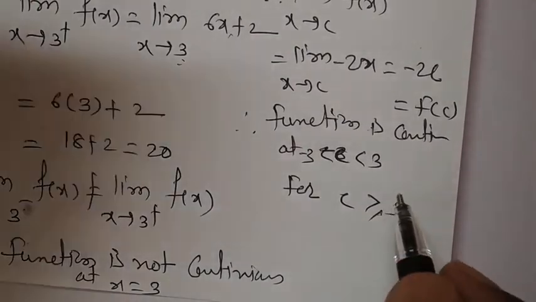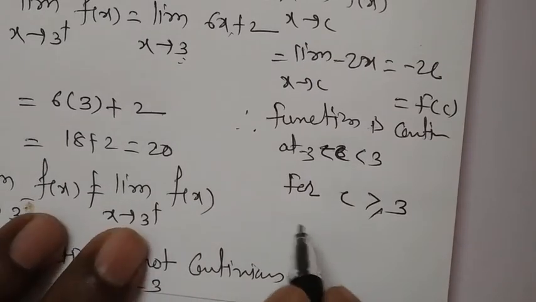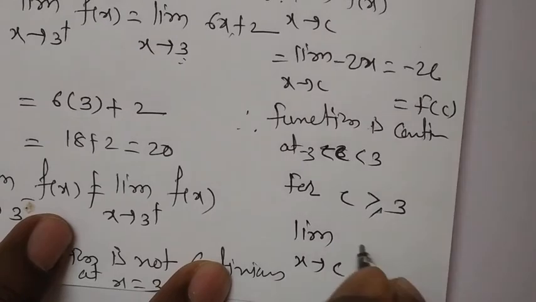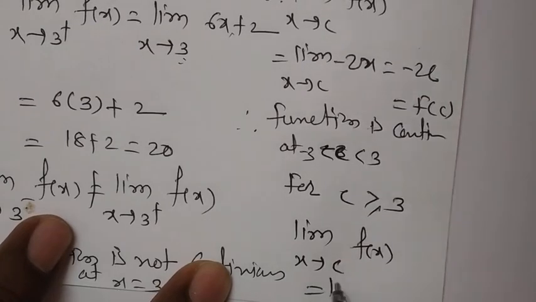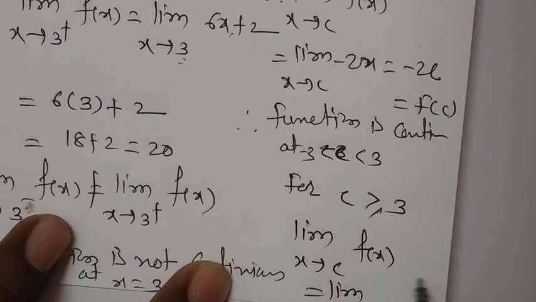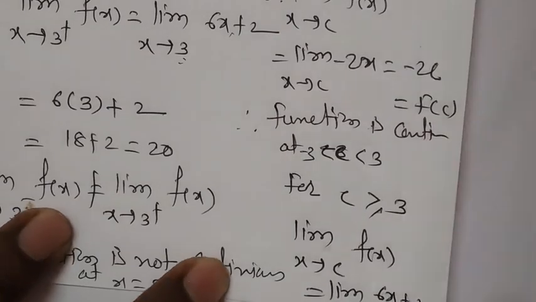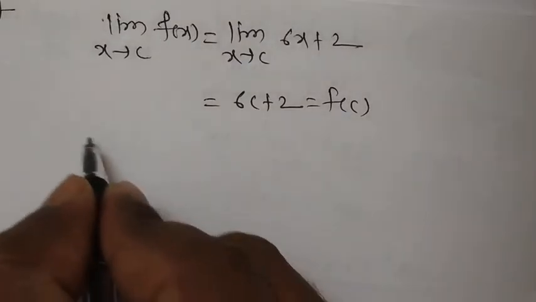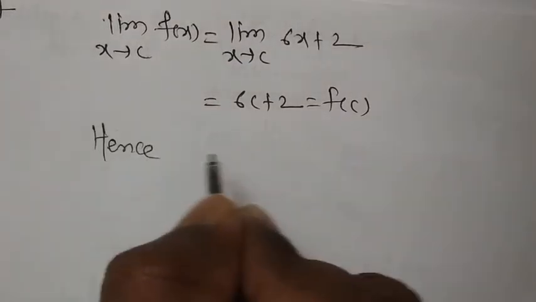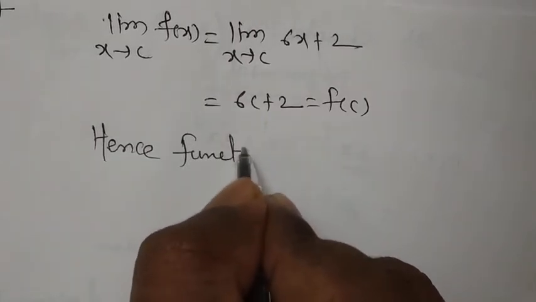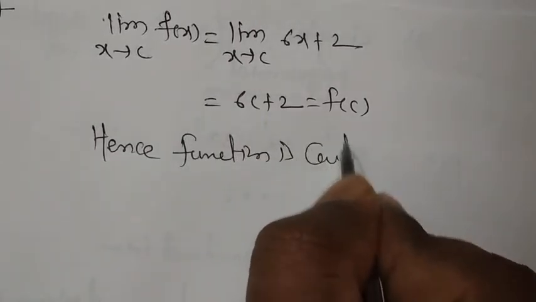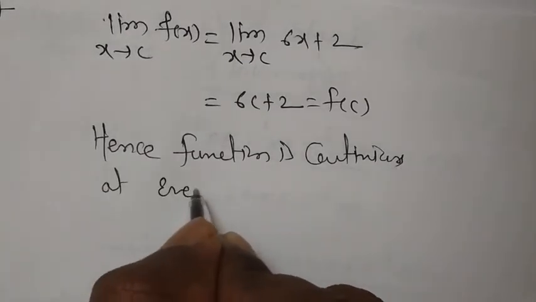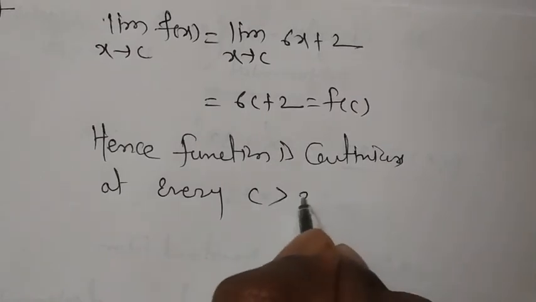Now the third is for the third c, which is greater than or equal to 3. Then when we put it here, limit x tends to c, f of x is equal to limit x tends to c of what f of x? 6x plus 2, that 6c plus 2, that is f of c. Hence the function is continuous at every c. Which c? Which is greater than 3.